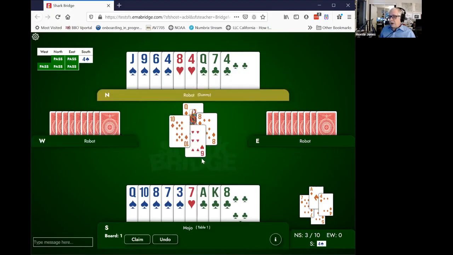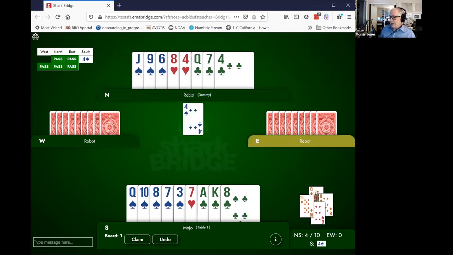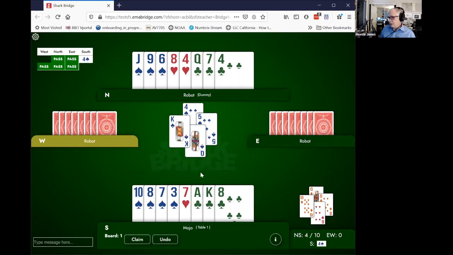So I'm discarding my heart loser. My queen of diamonds won. And so now I'm down to 2 spade losers and 1 quick heart loser. It's now safe for me to draw the trump. And I can go ahead and let them in. I can play my queen of spades.